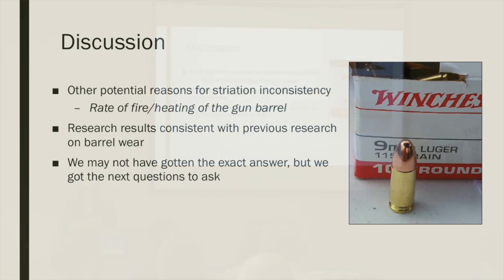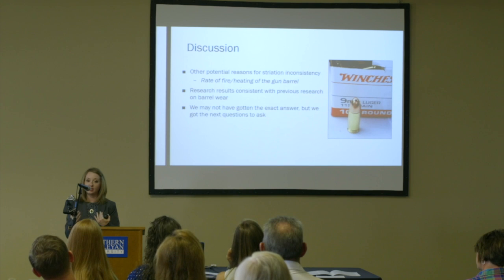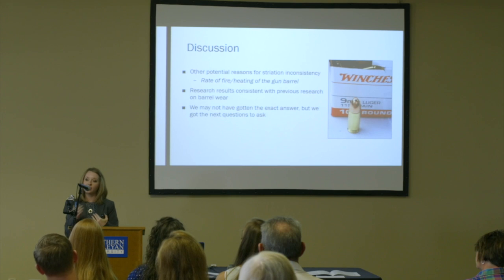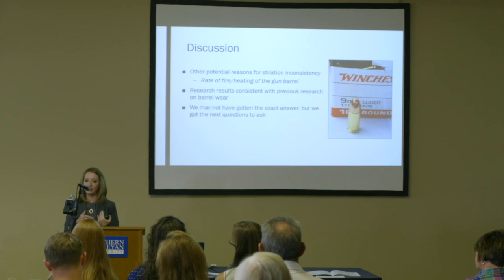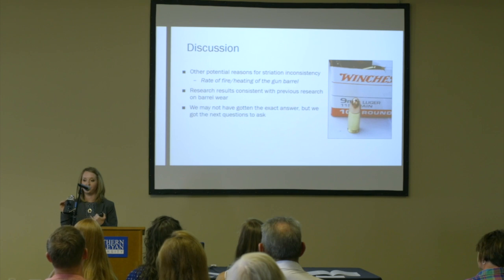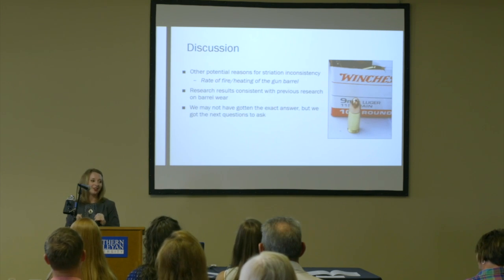However, there could be more factors at play in this than just cleaning the gun. When we were cleaning the gun, we allowed the gun barrel time to cool, just as a result of the cleaning process. But when we did not clean the gun, we continued firing. We did not allow the gun time to cool. So this heating of the gun barrel could have changed the barrel to a degree to where we saw the striations change on the bullets.